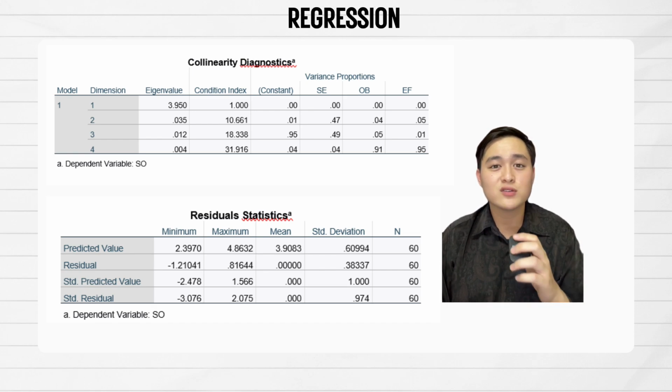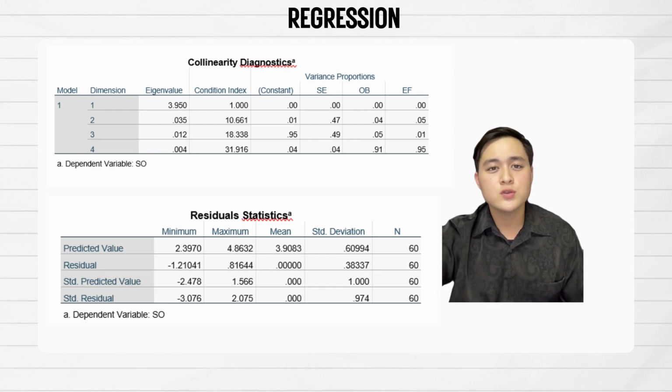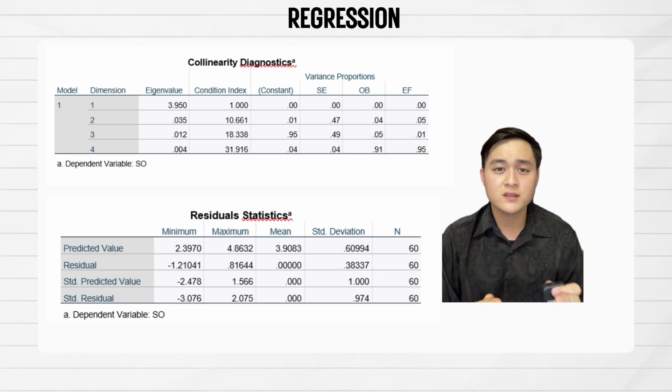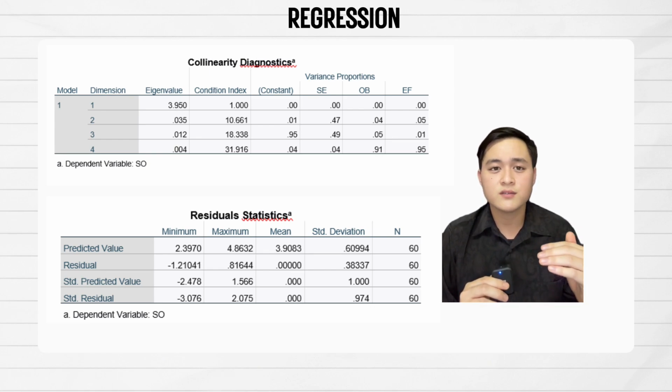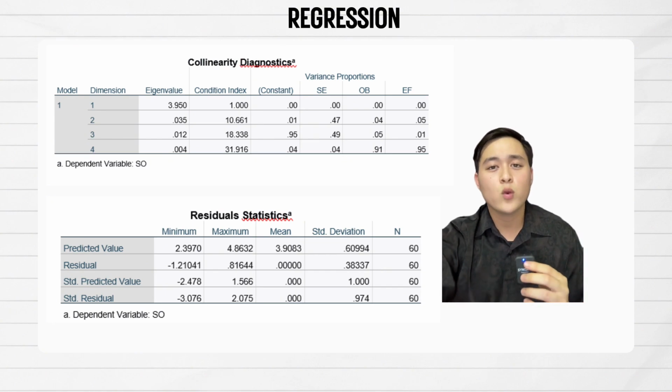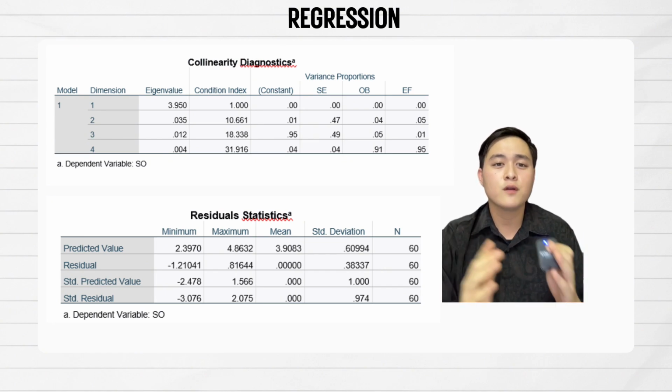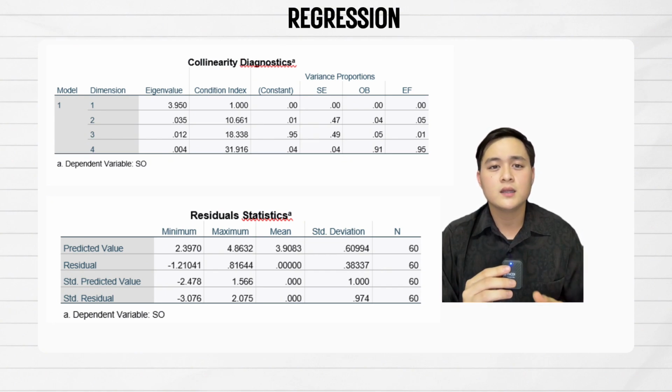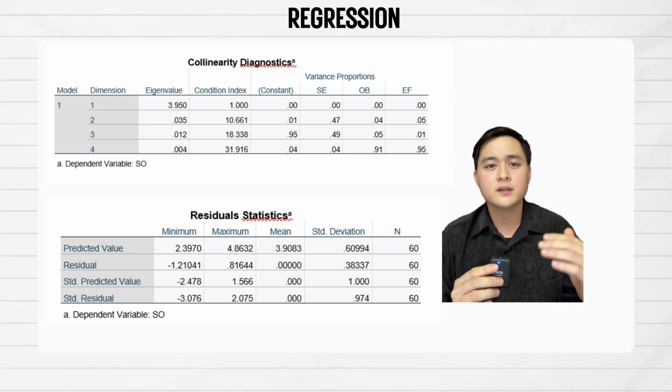Next is the collinearity diagnostics. The collinearity diagnostics highlight potential multicollinearity in the model. The eigenvalues show that most variance is concentrated in the first dimension with 3.950, while the smaller eigenvalues indicate shared variance among predictors. The condition indices range from 1.000 to 31.916, with the third and fourth dimensions exceeding the threshold of 15, suggesting moderate to high multicollinearity.